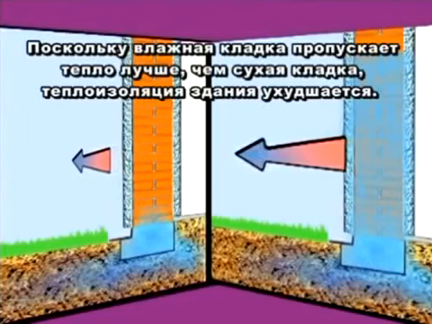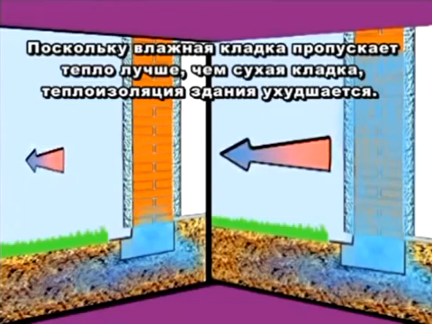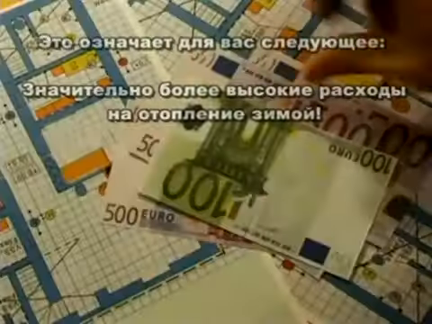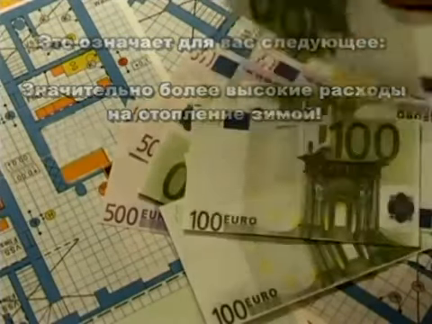As wet masonry permits heat to flow out more easily than dry masonry, the heat insulation of the building worsens. This means the following for you: much higher heating costs in the winter.